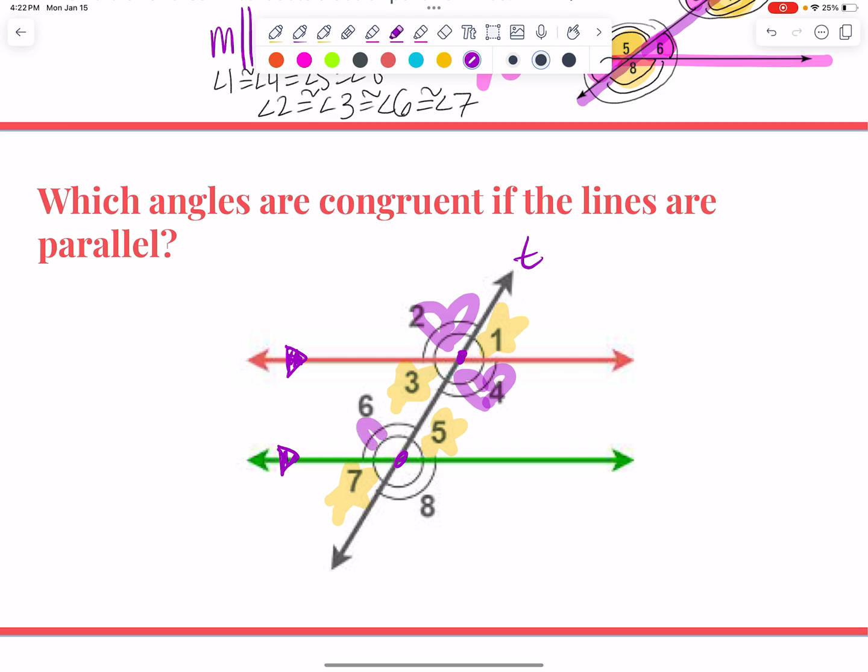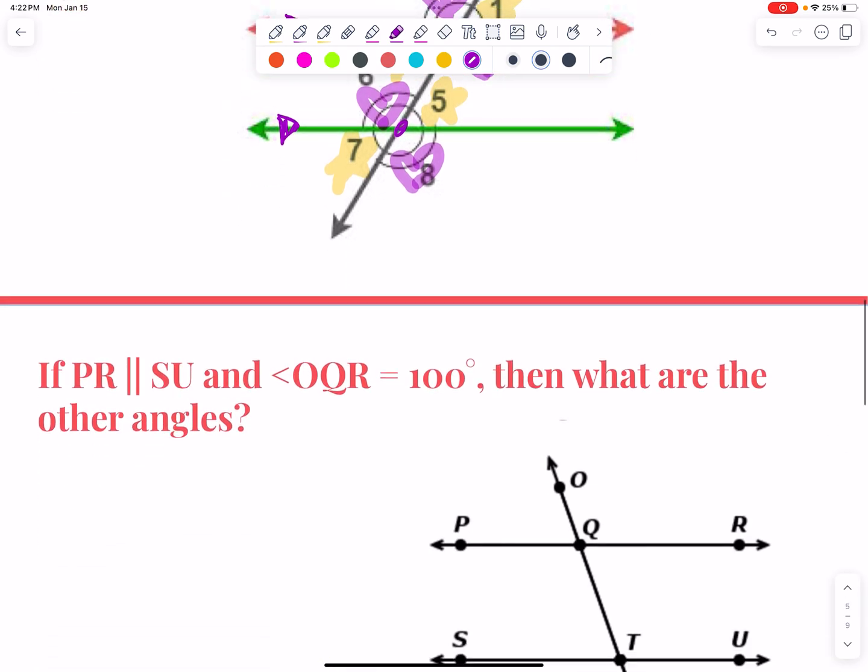All of those are going to be congruent as well. So all of the purple hearts are congruent. All of the yellow stars are congruent. Okay, so let's actually see that with some math.